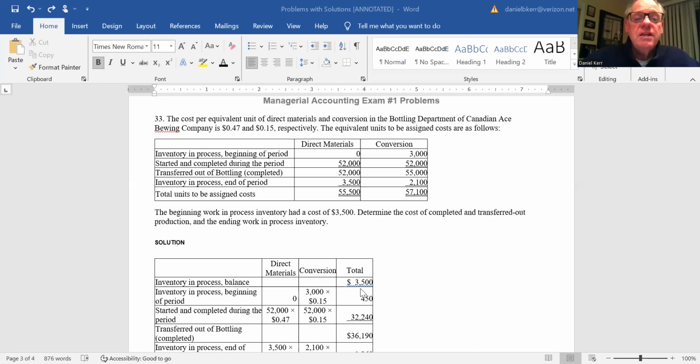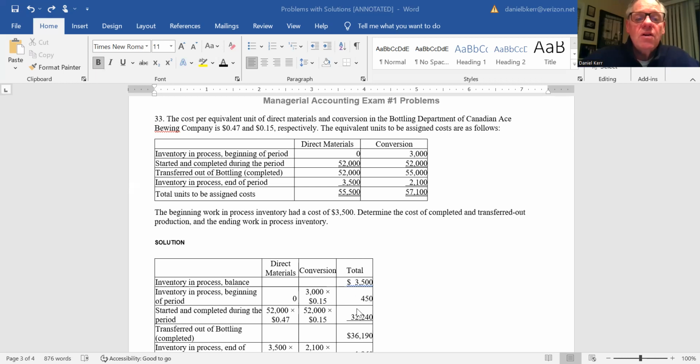They told us that there were no additional materials added to get that work in process ready, because materials are added at the beginning of the process. But notice here that there were 3,000 equivalent units of conversion costs. They told you conversion cost was 15 cents and materials cost was 47 cents. So 15 cents of conversion times 3,000 units gives you 450.